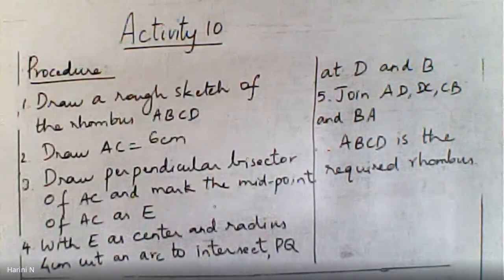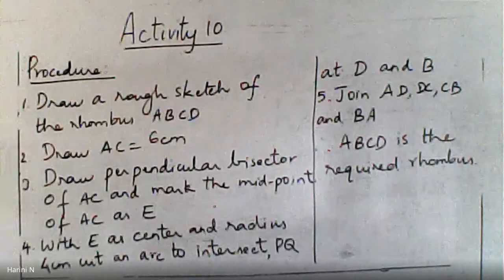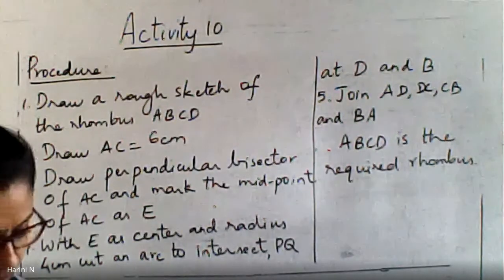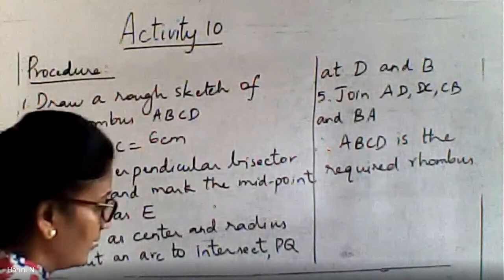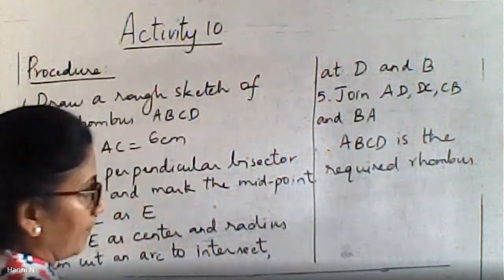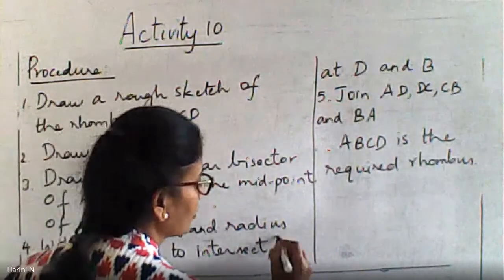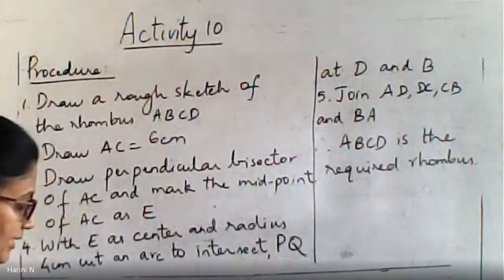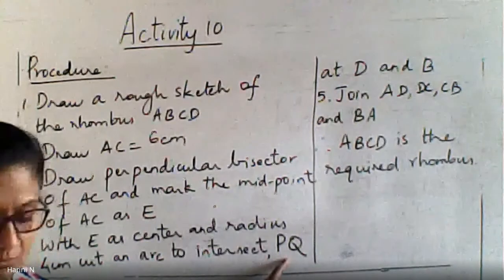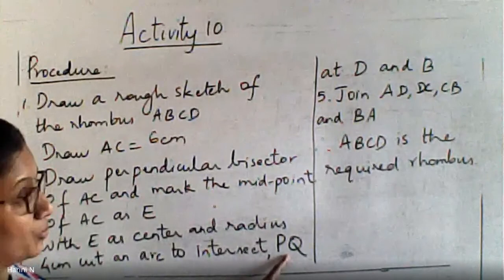Got it? Any doubt? Ma'am, I guess it is BD. You have written PQ. Okay, was it BD? I thought we made it PQ. Are you sure? Ma'am, first you told us it is PQRS, then you told it is ABCD. No, I'm talking about the perpendicular bisector. I know it is PQ there. The perpendicular bisector is PQ. That's what I said, to intersect PQ at D and B.